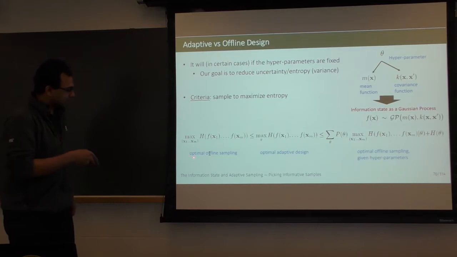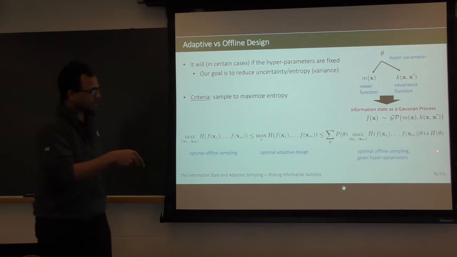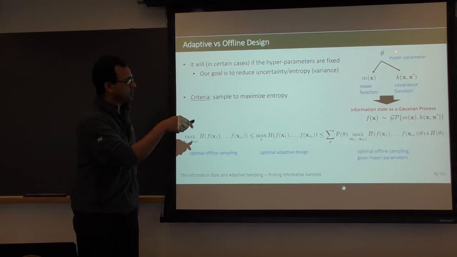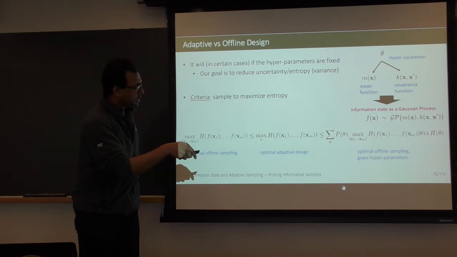This is the optimal offline design. So in this case, you pick x1, x2 to xm right up in advance, and you get this. So obviously, adaptive design performs better than the offline design. But there's an upper bound we can compute. This is not achievable, but what this upper bound says is, H of theta is the entropy over hyperparameters. The more uncertain I am about hyperparameters, the larger this H of theta is going to be. This quantity is doing offline design for a given hyperparameter, and then averaging over the distribution of hyperparameters.